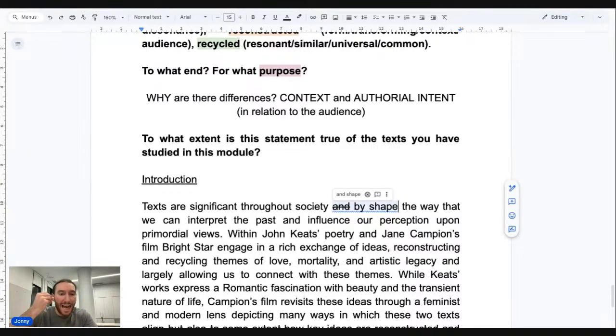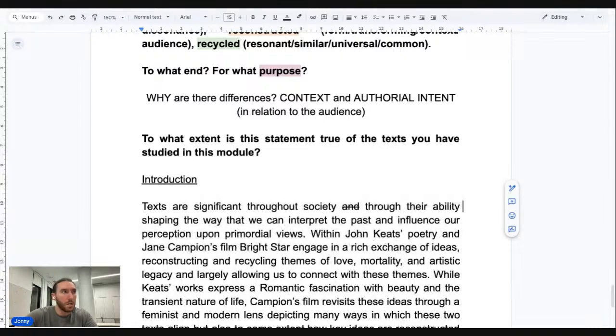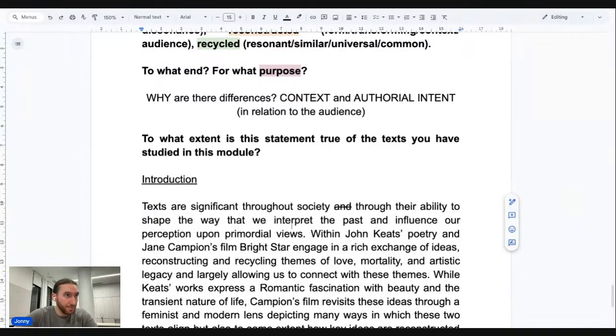So avoid using the word "and" when you don't have to, because very quickly you can go from saying something quite profound to just saying something quite basic. So you probably did intend to say it this way, but the "and" actually took away from the quality of the sentence. So you should all go through your essays and look at where you've used the word "and" and think, maybe instead of saying "and", I could say "by" or "through" and actually talk about a relationship here. Texts are significant throughout society by shaping, or through their ability to shape the way that we interpret the past.